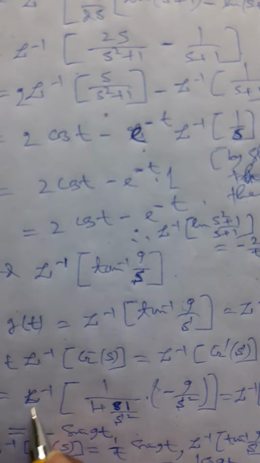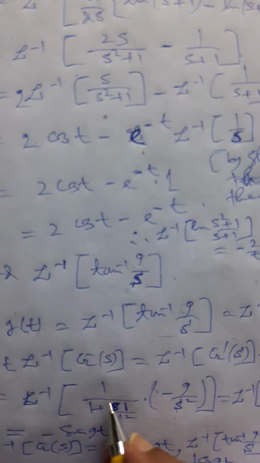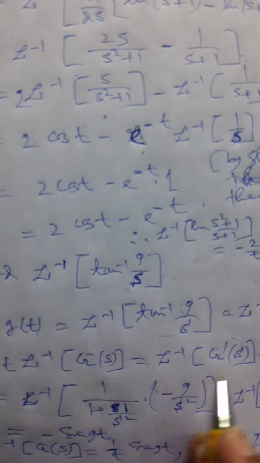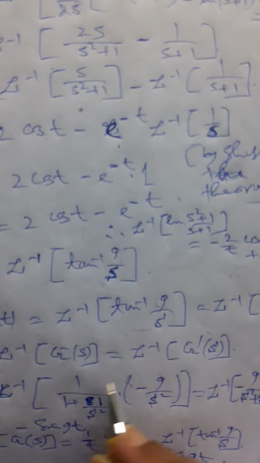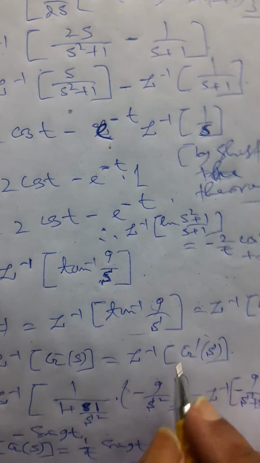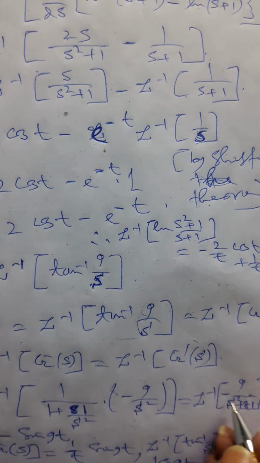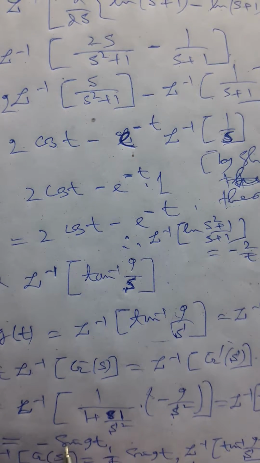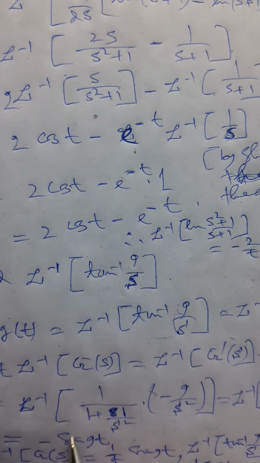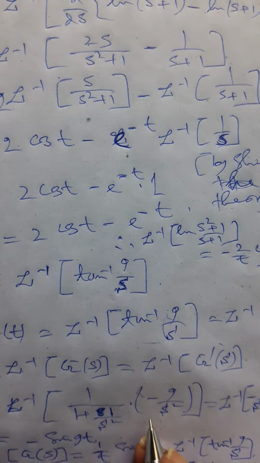So minus L inverse of, taking differentiation of this term, simply differentiation of calculus: the differentiation of tan inverse x is equal to 1 by (1 plus x square). Using this formula, that will be 1 by (1 plus 81 by s square), and taking differentiation of this term, minus 9 by s square. So it will be L inverse of minus 9 by (s square plus 81). Now it will be clear, minus of sine 9t, that will be 9 square.